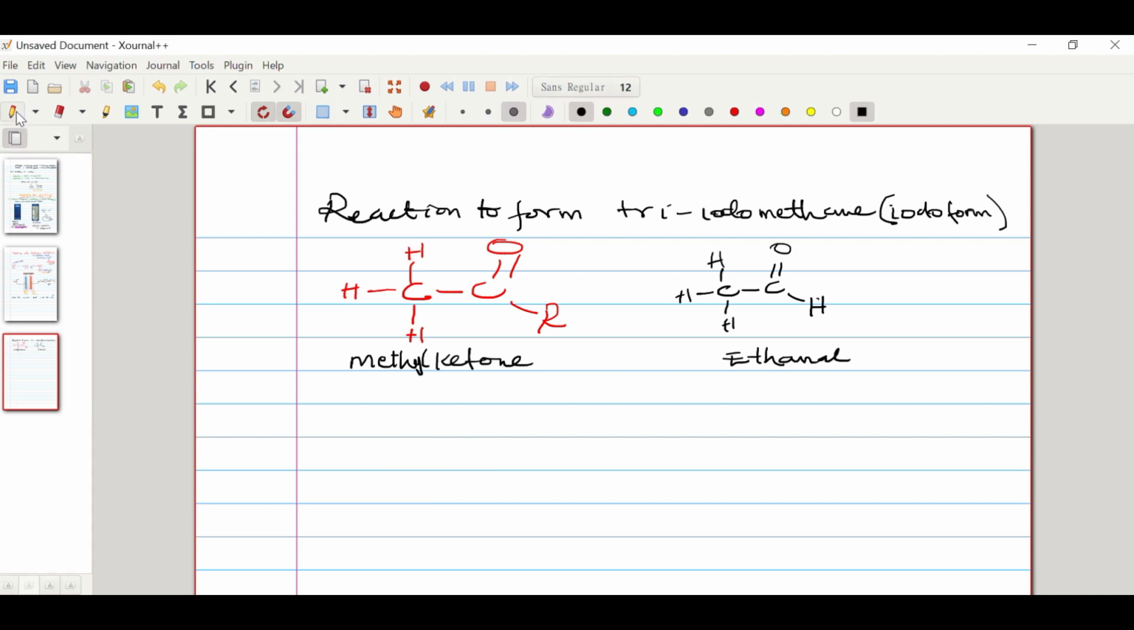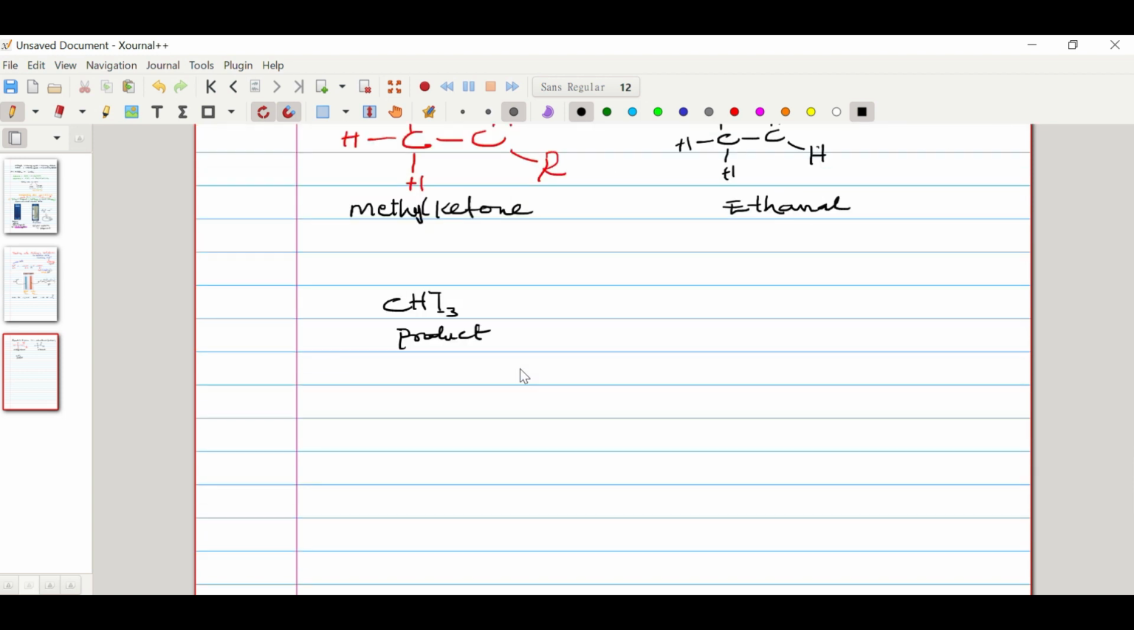From the title, we said reaction to form triiodomethane, which is iodoform. So the product is going to be CHI3. That's going to be our product, so I will write product here. But what will be our reagent? The reagent will be an alkaline solution of iodine. So I can write iodine aqueous, but in alkaline medium.